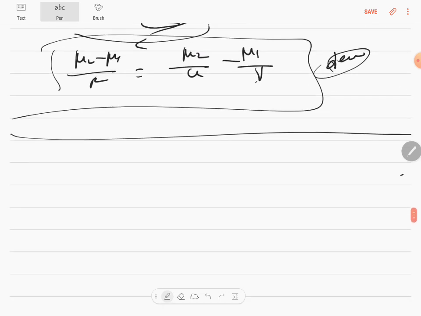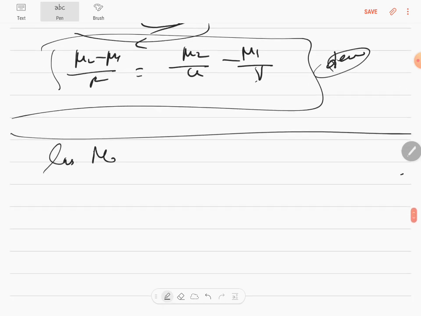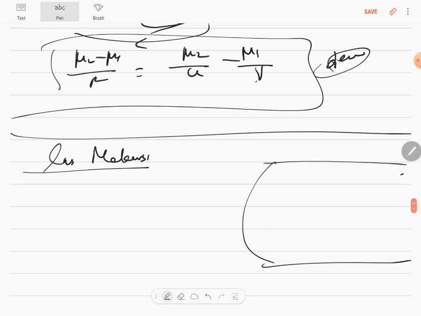Next is Lensmaker's formula. Lensmaker's, what he is doing, he is taking this spherical refracting surface that we did now.